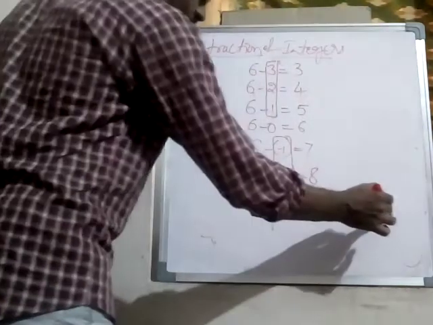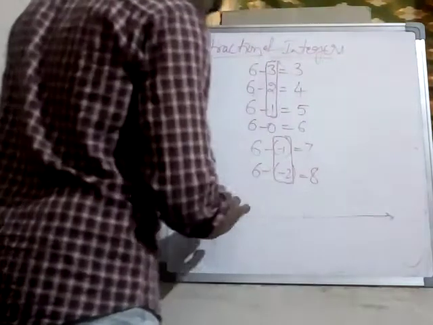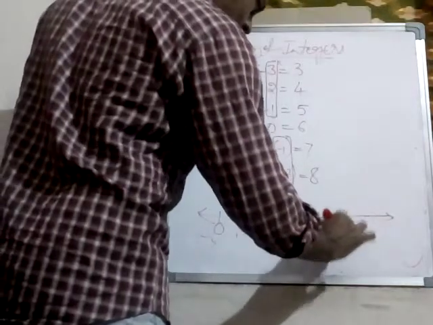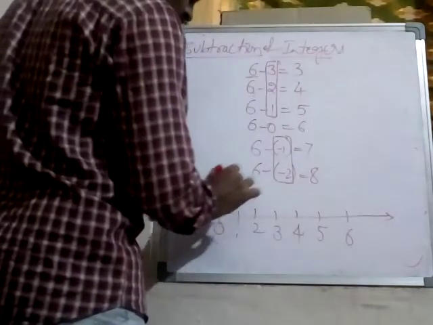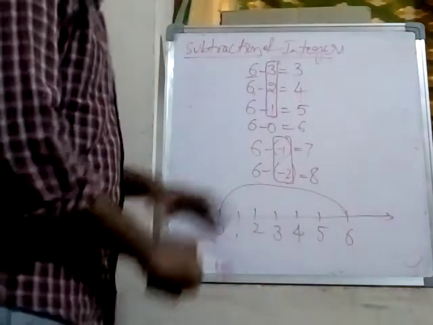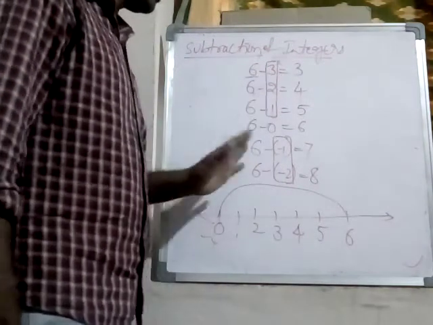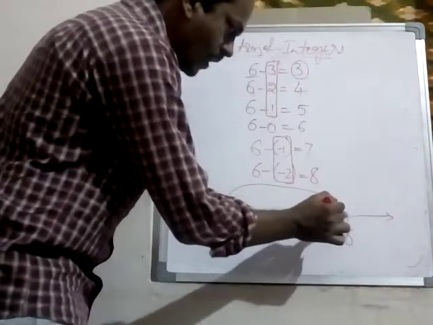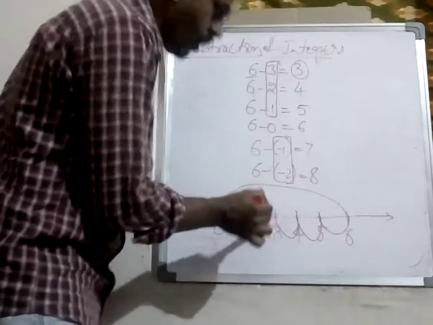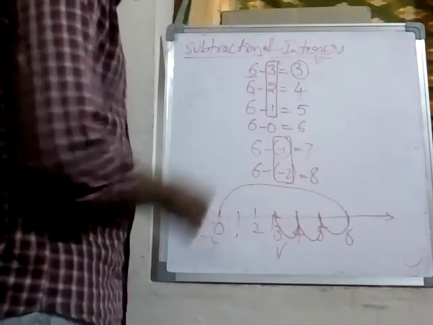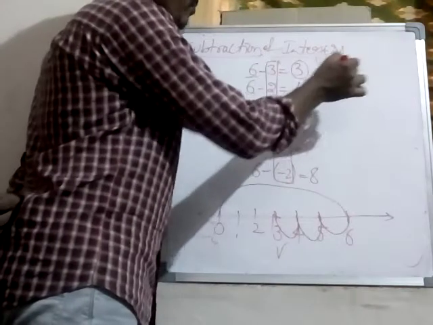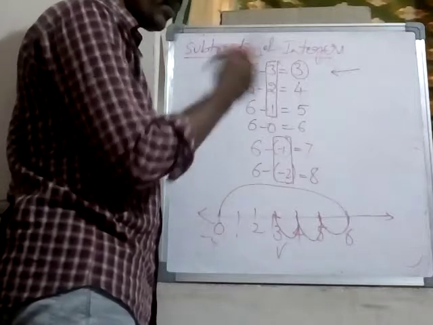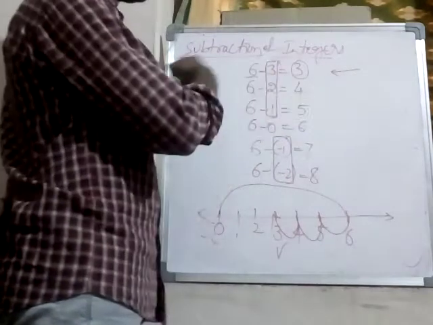Now here, observe. This is a number line: 0, 1, 2, 3, 4, 5, 6. Start from 0, 6 units. Then 3 units is taken, but right side or left side? The result is 3 only, so if you get 3, compulsorily we have to move left side. How many units? 1, 2, 3 units. Then you get this 3 only. So subtract a positive integer, move left side. Add a positive integer, move right side. Subtract a positive integer, move left side.